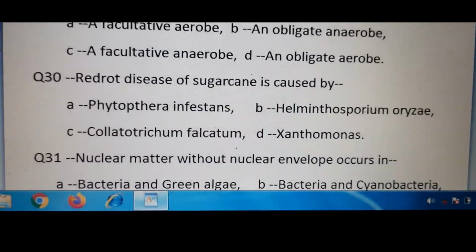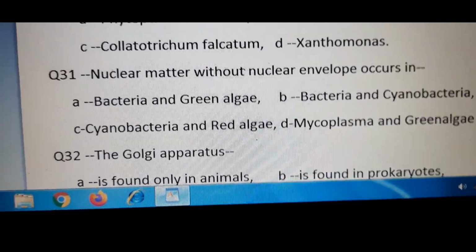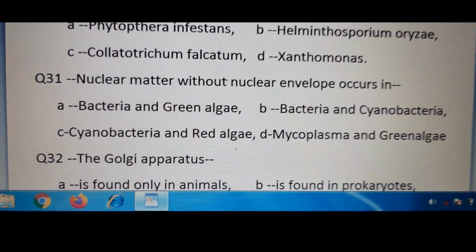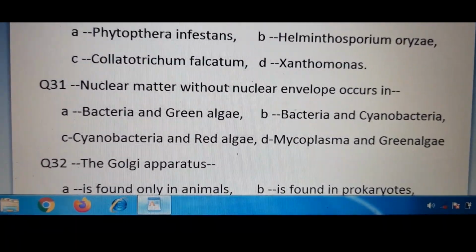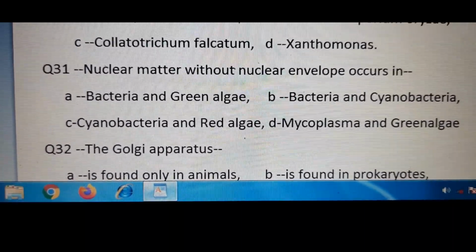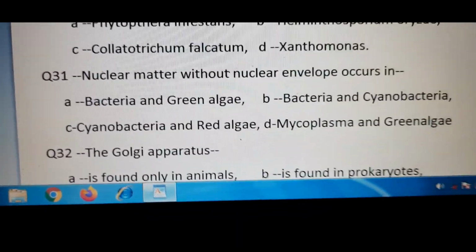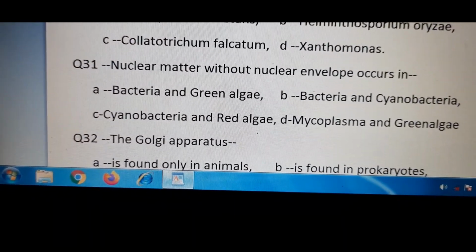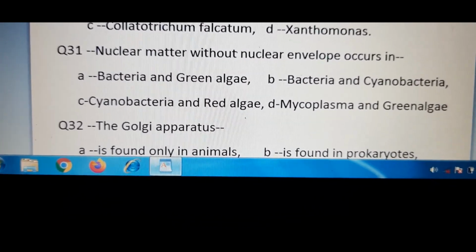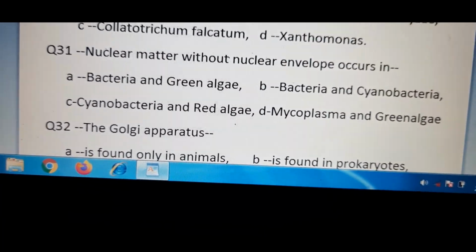Now next question, 31. Question 31 reads like this. Nuclear matter without nuclear envelope occurs in. Nuclear matter without nuclear envelope means it is only a naked nucleic acid. Not having a nuclear envelope means no proper nucleolus, an ill-developed nucleus, otherwise called nucleoid. And such a nucleus that is only having genetic material, but not a nuclear envelope, is seen only in prokaryotes.